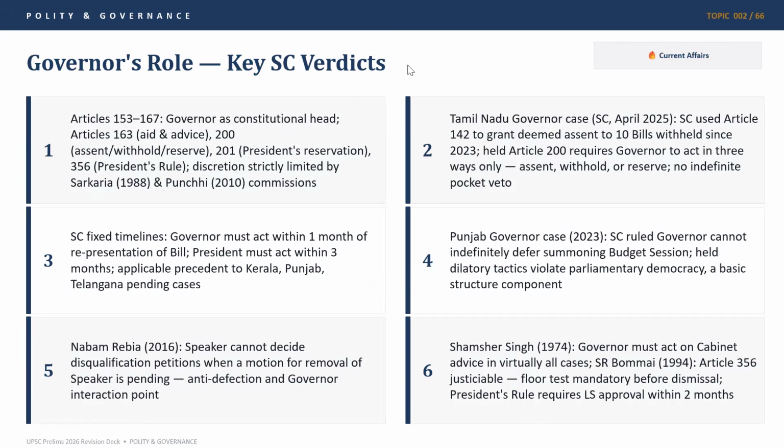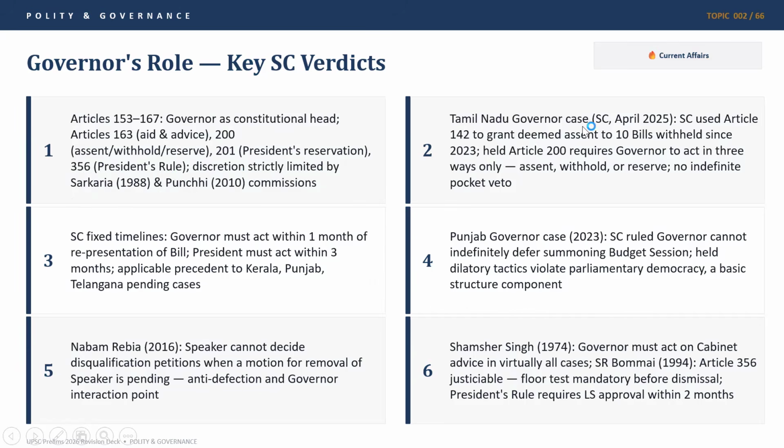So Articles 153 to 167 are related to the Governor as the constitutional head of a state. Article 163 relates to the aid and advice of the Council of Ministers through which the Governor should act. Article 200, again very important, is related to assenting, withholding and reserving bills which come to the Governor. Article 201 is where the Governor can reserve a bill for the President's action, which is President's reservation. Article 356, again a very important article, is related to President's rule, and its discretion has been strictly limited by the Sarkaria Commission and Punchhi Commission regarding the President's rule. Sthitpragya Commission came in 1988. There have been questions which UPSC has asked related to both these commissions previously.